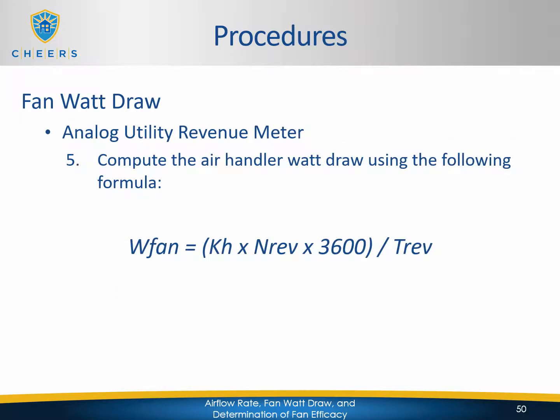You will then plug those numbers into this particular formula. So you're going to compute the air handler watt draw using the following formula. The W fan, which is the watt draw. The formula is going to be the KH factor that you got from the actual utility meter. So in our case, it was a 7.2, according to the picture that we saw a couple of slides ago, times the NREV, which is the number of revolutions that you counted, times 3600. 3600 is going to be a constant. That 3600 is never going to change. Divided by the time in seconds that you use to count the revolutions, which is the TREV.